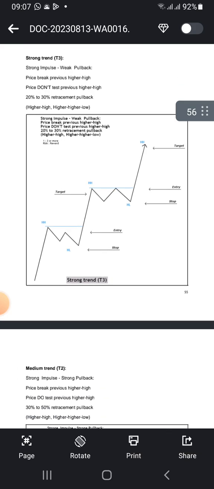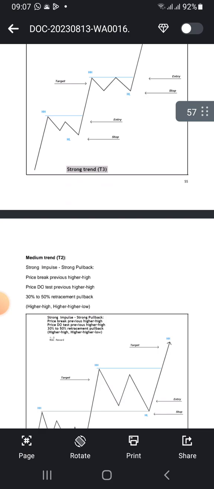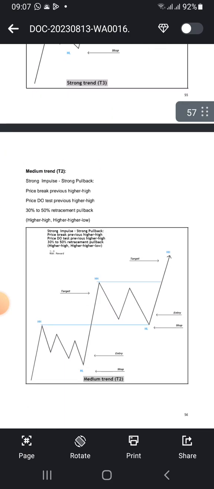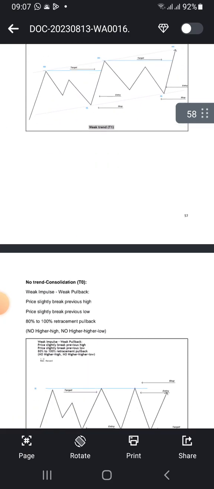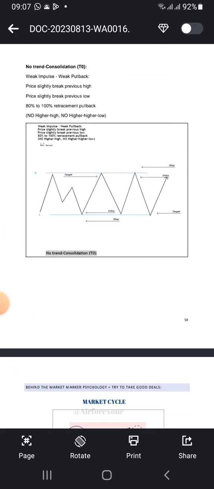So that's definitely what you would have to do. For me in particular, I would advise you to trade the strong trend patterns rather than medium or weak, because you would lose so many of your entries.